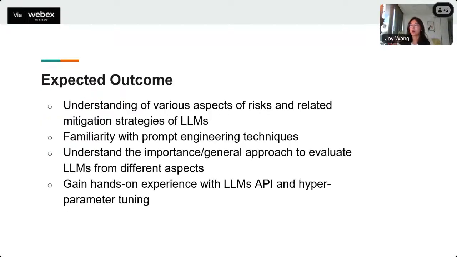The expected outcome from today's session is that we try to understand the different aspects of large language model risks and how we can develop effective strategies to mitigate these risks. Also, we will get familiar with the prompt engineering techniques. We also want to understand the importance of evaluating large language models from different aspects. And we will gain hands-on experience with the large language model API from Hugging Face and how we can do hyperparameter tuning for the large language model API.